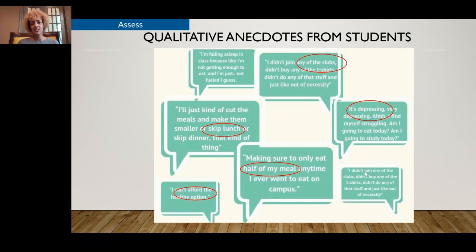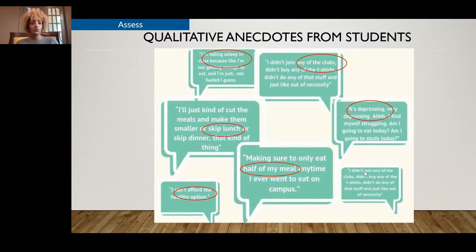And because of all these things that are going on, not having enough food and being depressed, we found that students reported that they're falling asleep during class because they're just not getting enough to eat. And they're just really tired.